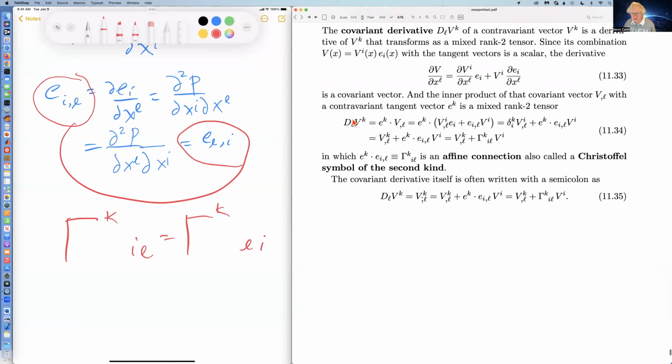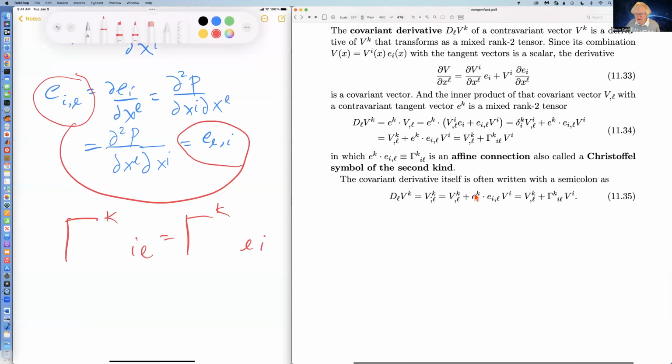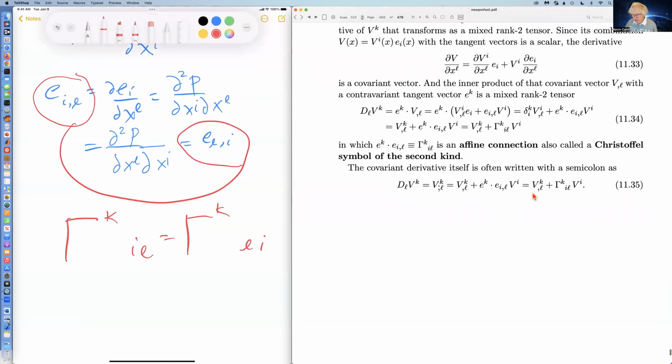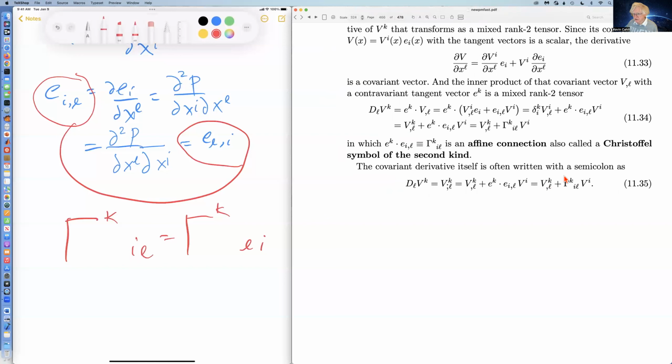This notation, sometimes it's written as capital D sub L, sometimes it's written as a semicolon. So V upper K semicolon L, it's the same thing as DL of VK. And it's V comma L plus this linear combination here, or as it's traditionally written, VKL plus this affine connection or this Christoffel symbol of the second kind times VI. And so that's the way it looks.